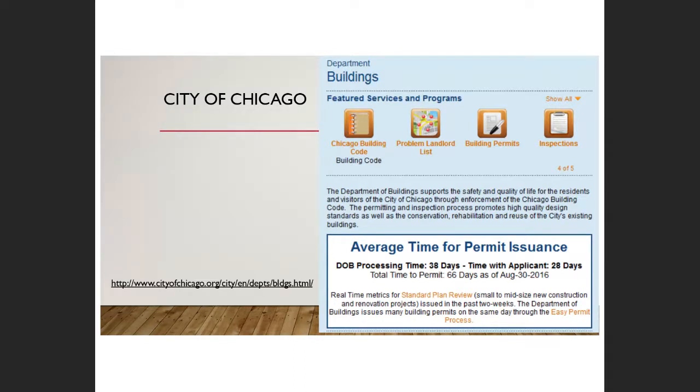So some of the larger cities like Chicago, New York, Boston, etc., they have their own building codes that they follow. But most other villages and towns and jurisdictions would be adopting one of the I codes.